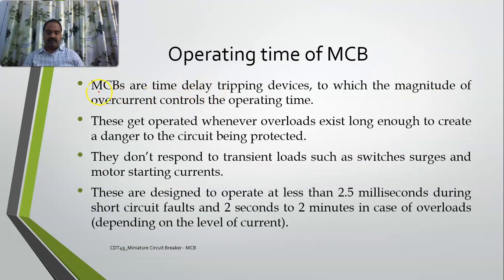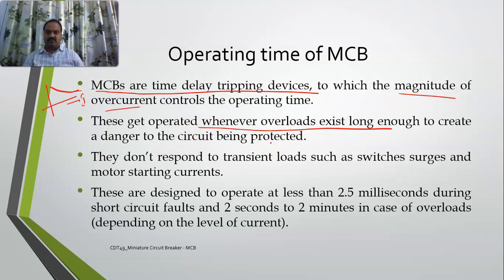So MCBs are time delay tripping devices. See, the characteristic will be just like your inverse current characteristics. The magnitude of overcurrent, how much current you are having, controls the operating time. If it is high enough, then the operating time will be very low. These get operated whenever overloads exist long enough to create a danger.